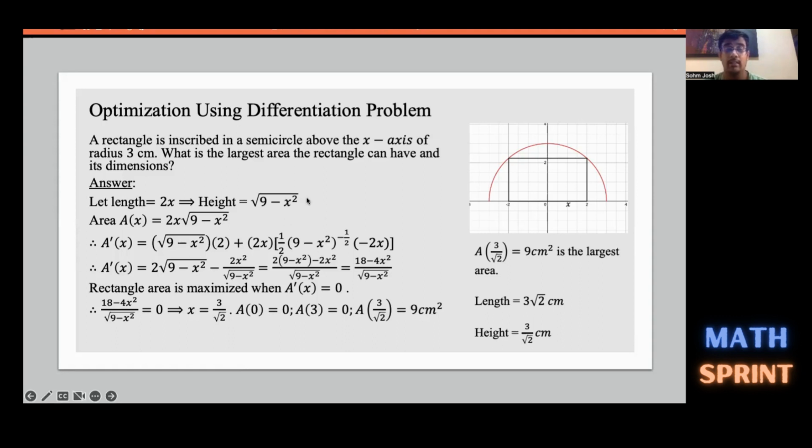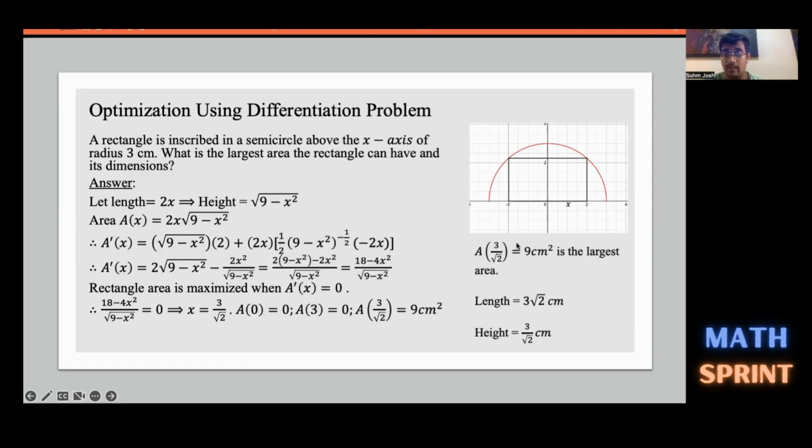Also, don't forget, because this is technically a closed interval, given the fact that the height technically can be 0 and the length could possibly extend to the radius, or any other extreme conditions could exist, we also have to calculate the endpoints. We have to plug the endpoints into the function. So we figure out that A of 0 is equal to 0 and A of 3 is equal to 0. So we compare all three of these values, and we figure out that A of 3 by root 2, which is equal to 9, is actually the largest of the three values. So essentially, the maximum possible area of this rectangle is 9 centimeters squared.